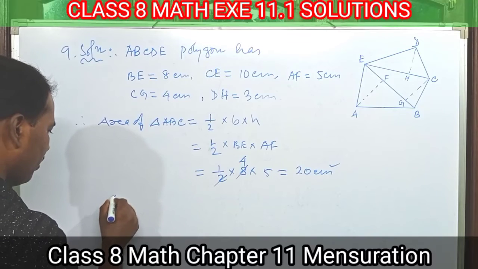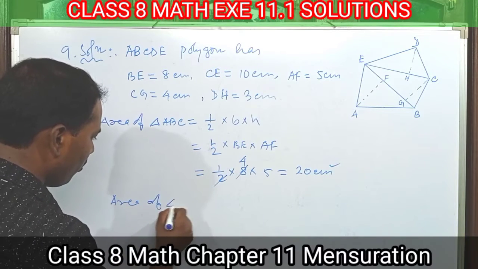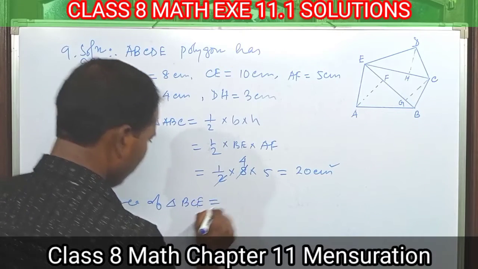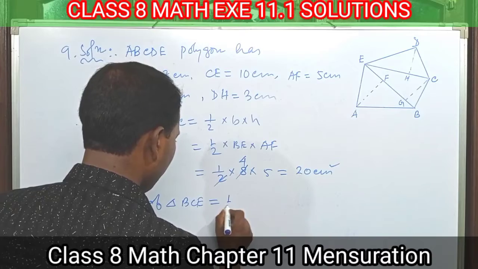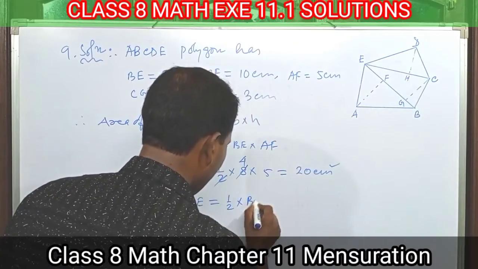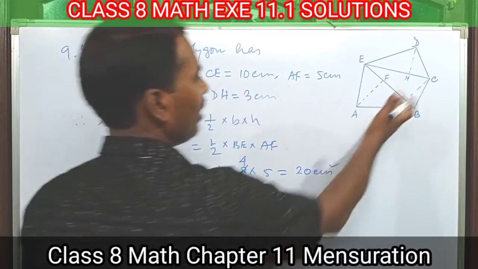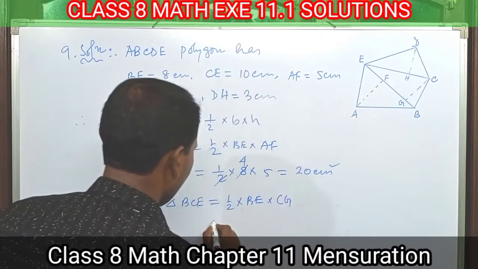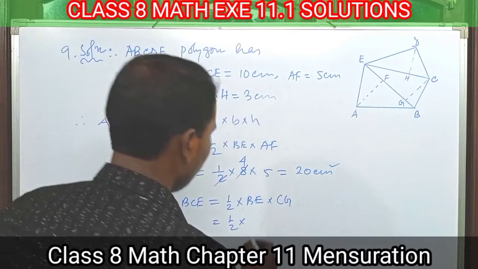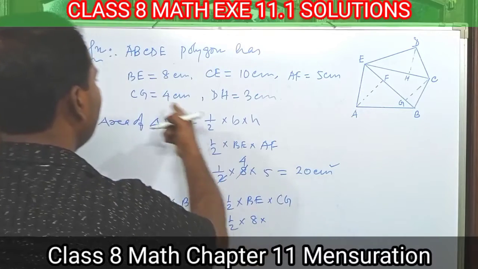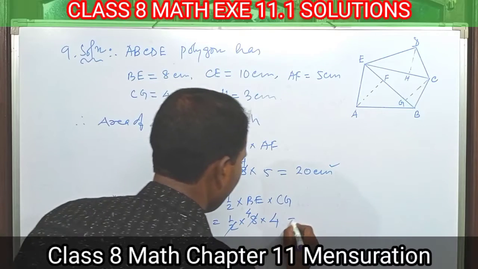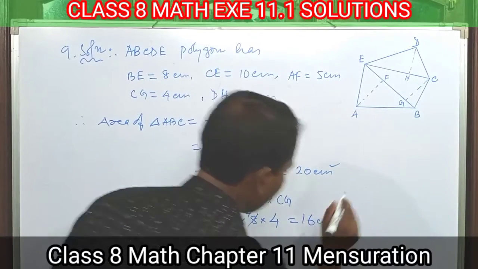Similarly, area of triangle BCE. Same, half into base into height. In BCE, the base is BE and the height is CG. Now half into BE, which is 8, and CG is 4. Now cut it. 4 2s are 8. Now 4 4s are 16 centimeters square.